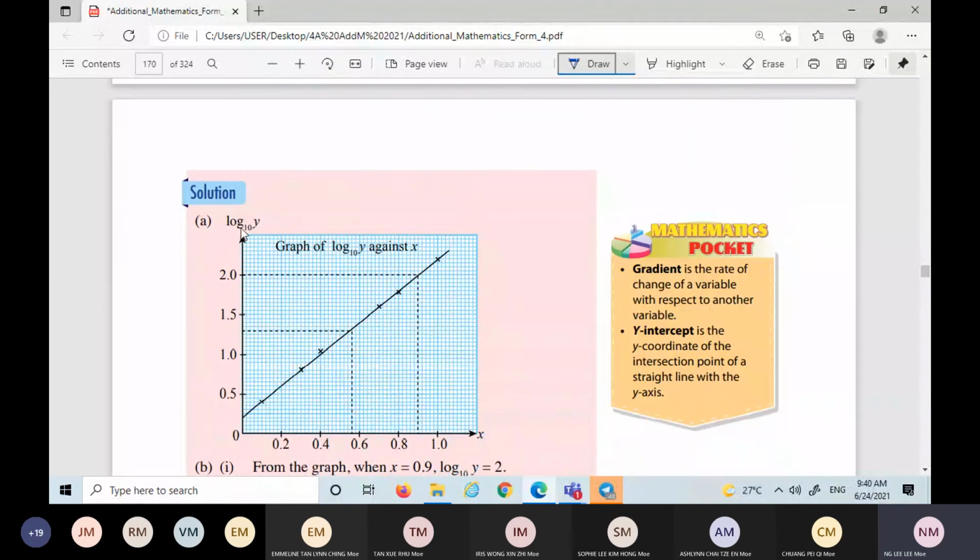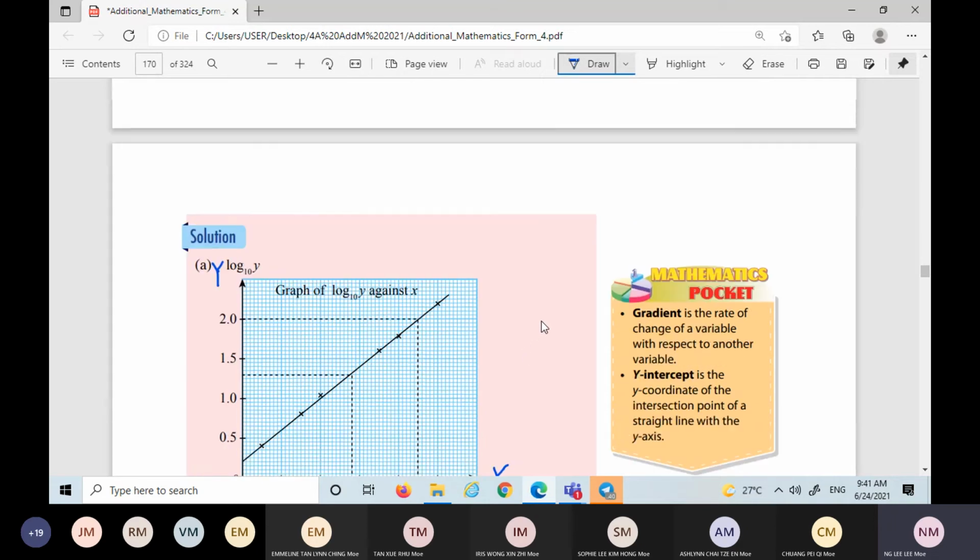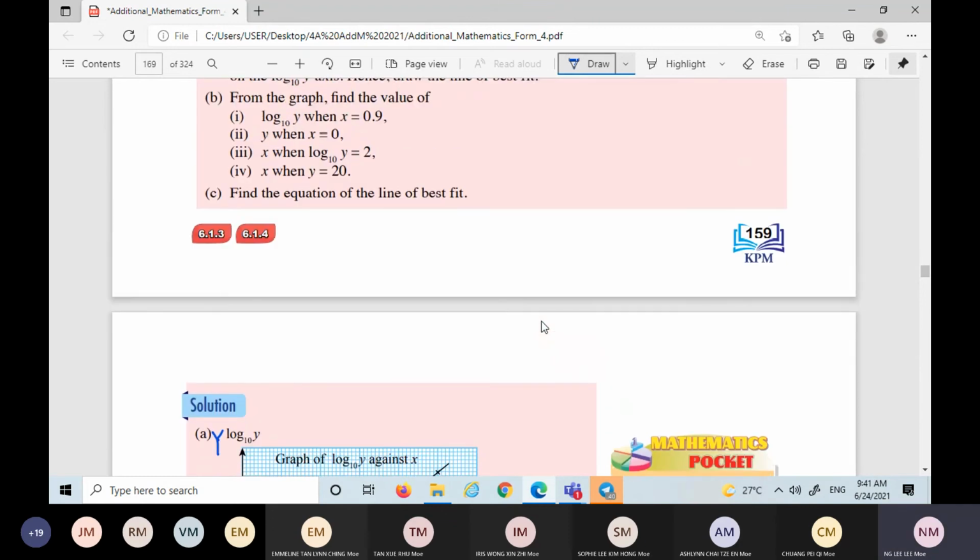Okay, so we show here. Log y is here, x is here. Using the scale given, plot and then draw the line of best fit. Same thing, remember, must extend and cross the capital letter Y axis. Here, you have to write it as capital letter Y and capital letter X. After that, only replace it with log Y and small x. To the questions. From the graph, find the value of log Y when x is 0.9.